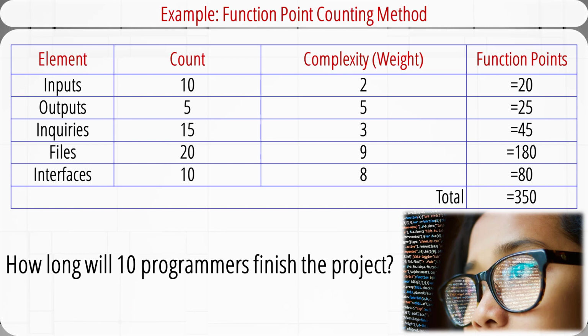Next question is, if 10 programmers are available, how long will it take them to finish this project? We assume the total number of person-months is divisible. That means, if it needs 1 programmer to finish the project in 70 months, then it will need 10 programmers who work together to finish the project in just 7 months.